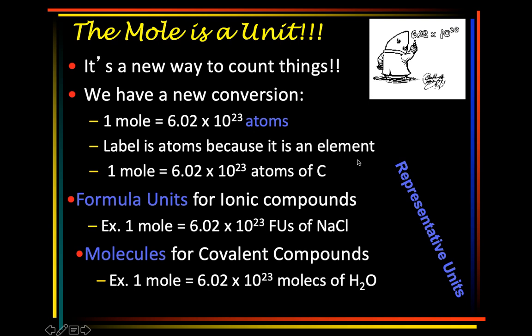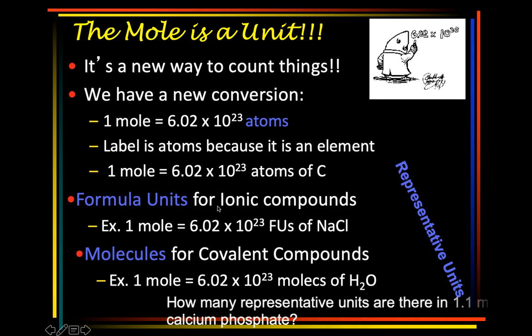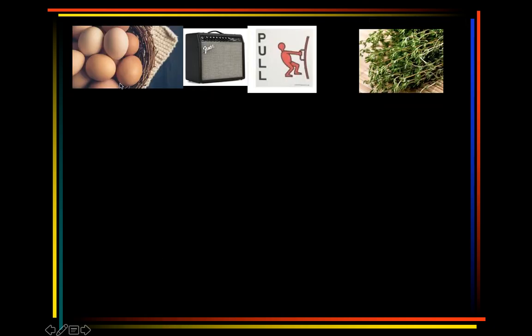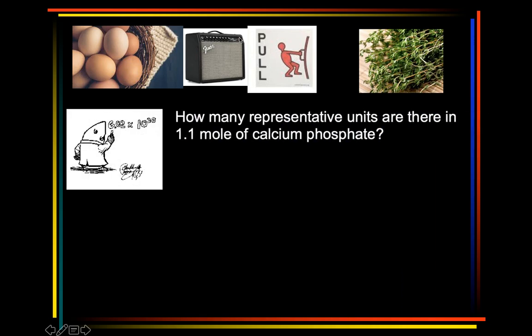Okay, so why do we care about this? Because we measure things in chemistry, right? And we could be measuring different compounds or elements, and this tells us how many particles we are really dealing with. Let's practice one. So I could ask you something like, how many representative units are there in 1.1 mole of calcium phosphate? All right, so it is example time. Same question. How many representative units are there in 1.1 mole of calcium phosphate?